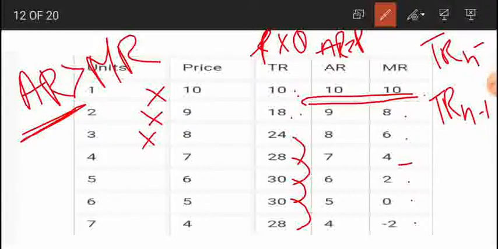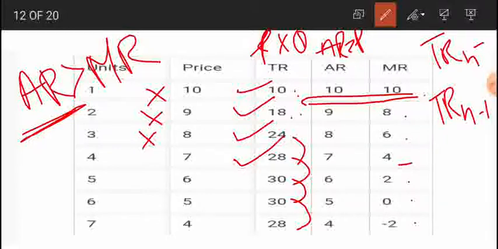Now what about the total revenue? Total revenue first increases at diminishing rate. ऐसा क्यों हो रहा है? क्योंकि एडिशन हो रहा है लेकिन कम रेट से हो रहा है. जैसे पहले 10 था, फिर उसके बाद 8 का एडिशन हुआ, फिर 6 का एडिशन हुआ, फिर 4 का एडिशन हुआ. मतलब एडिशन तो हो रहा है लेकिन कम हो रहा है. So what we can say, as long as MR remains positive, total revenue increases at diminishing rate.